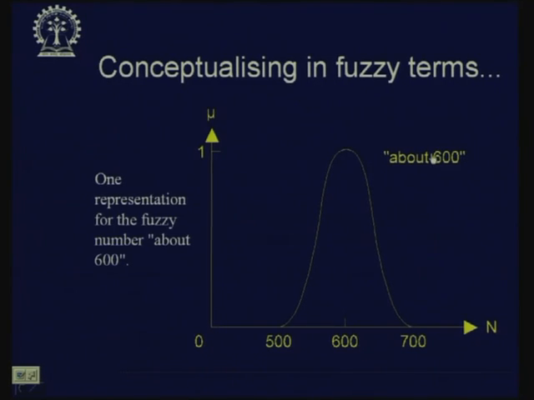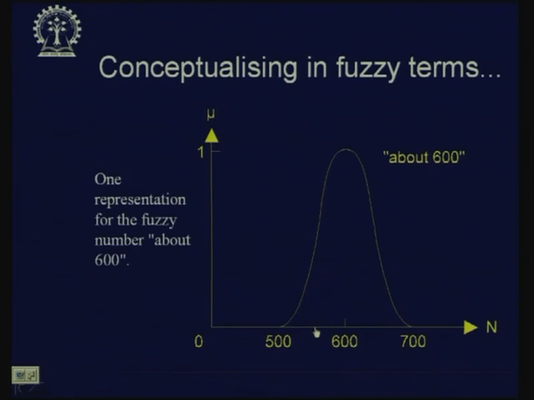Now, if I want to conceptualize this notion about 600, then I have to define this about 600 to be a fuzzy set over a crisp set of these numbers 500, 600, 700, etc. And the shape of the curve will be like this, because 600 certainly has a membership of 1 in the fuzzy set about 600, whereas 599 will have a very high membership, maybe 0.97 or something here.